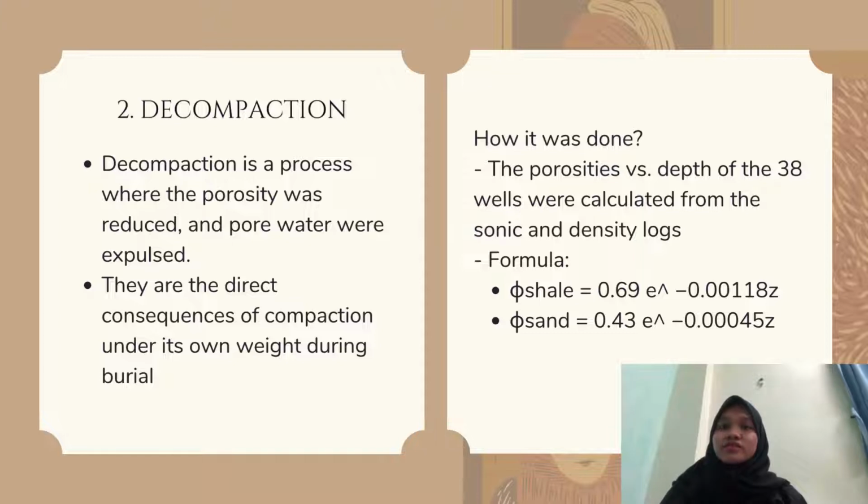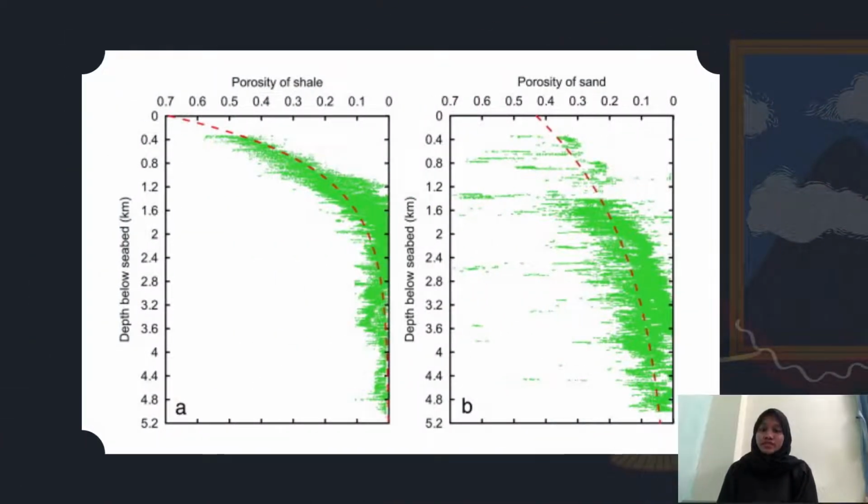Because the Q&A basin mainly consists of shale and sand, the formulas used are as above: the first for the porosity of shale, and the second for the porosity of sand. The initial porosity of shale in the Q&A basin is 69%, far larger than in the sand, which is only 43%. The porosity reduction of shale with depth is more rapid than in the sand.